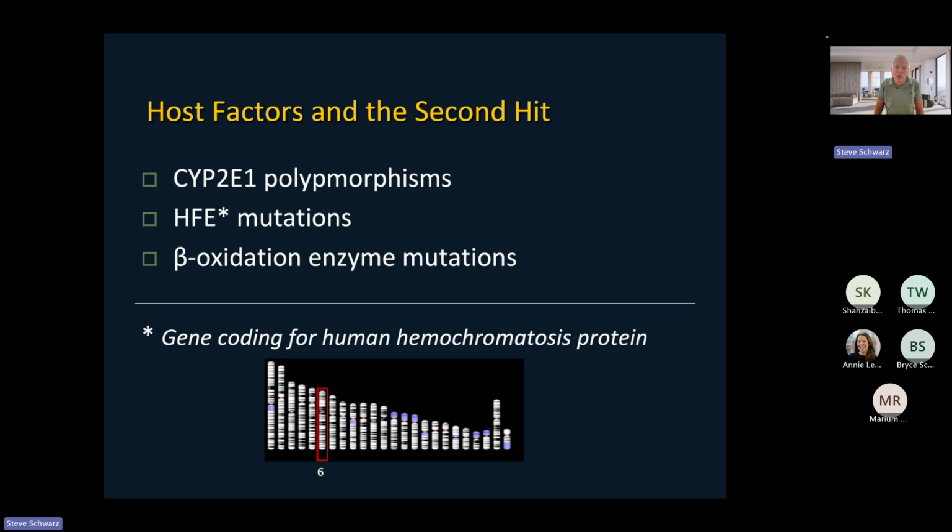Host factors that are endogenous to each individual subject can also be important. We all have polymorphisms in the cytochrome P450 pathway. These polymorphisms, depending on where in the gene they're located, can be contributors. Any mutation in the genes coding for the human hemochromatosis protein, even if not leading to hemochromatosis, can also be important mediators of inflammation. And again, any mutations in the enzymes involved with beta oxidation can be important.